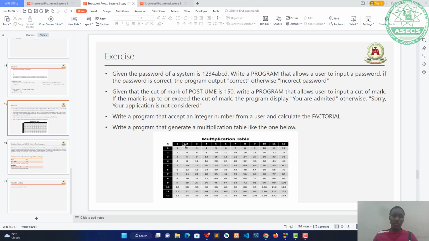So the first one is: given the password of a system is 1, 2, 3 for ABCD, write a program that allows a user to input a password. If the password is correct, the program will output correct. Otherwise, you should output incorrect password.